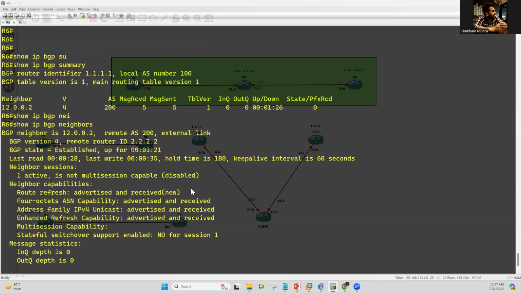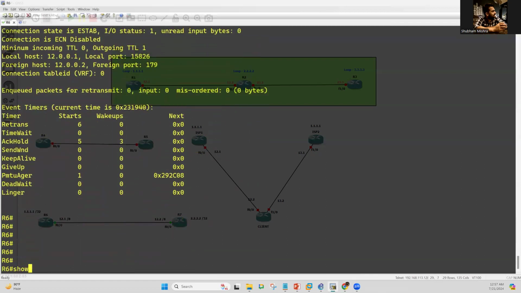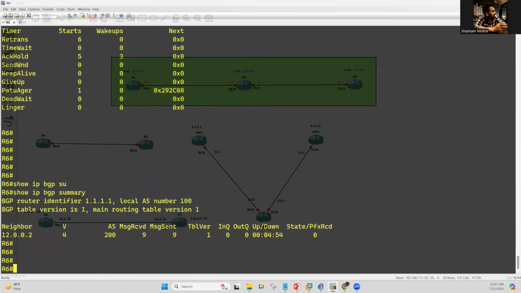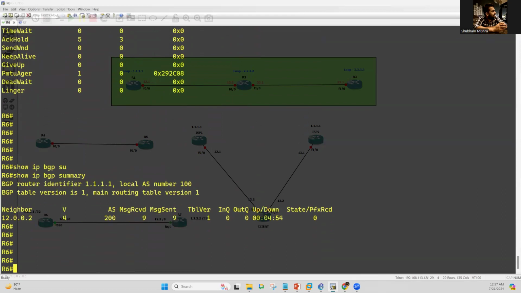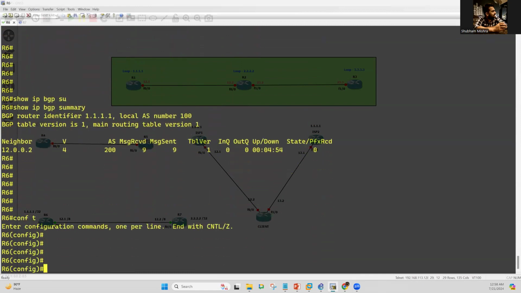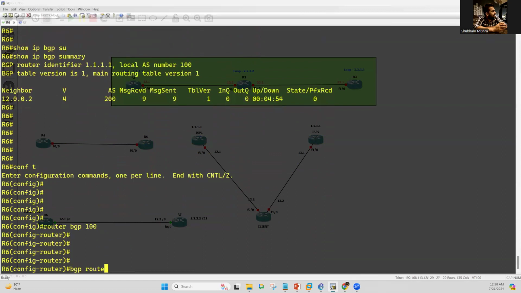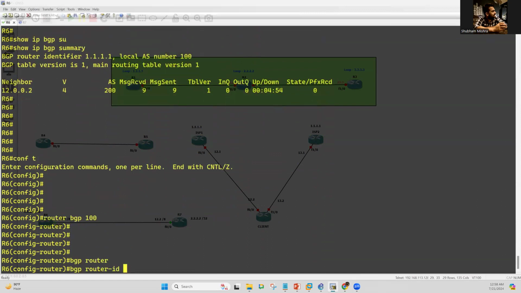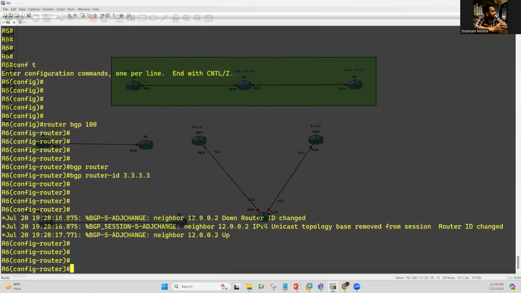Clear, everyone? Now I already showed you the command to check the router ID, guys. Command is show IP BGP summary. See, what is the BGP identifier? That is 1.1.1.1. Clear, everyone? Any doubt? Okay. Now again, you will ask, sir, how can we change the router ID? See, conf t, router BGP 100. Here you have to write bgp router-id. Let's suppose I want to write the router ID 3.3.3.3. Are you getting my point, everyone?